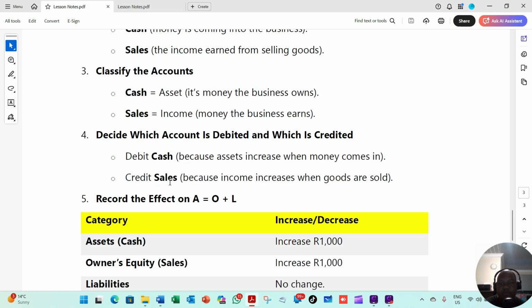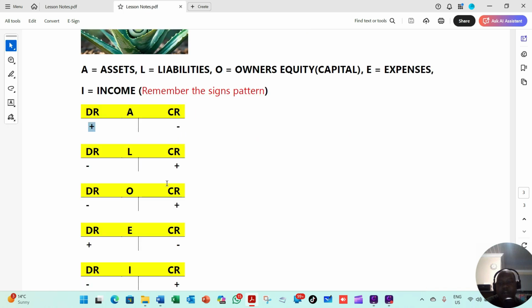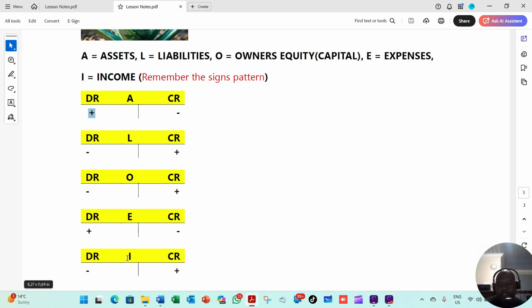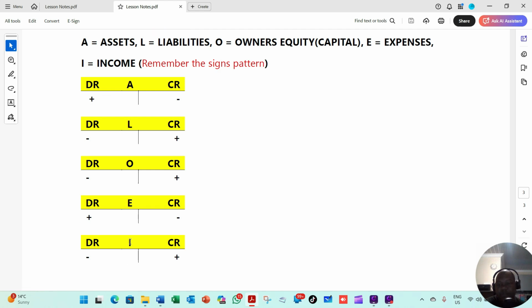And then you ask yourself, what about sales? Oh, sales is also increasing. More sales. For example, if we started the day with a sales figure of 1,000 and then we sell more goods, by the end of the day we have 2,000, then sales have increased. And what type of account is the sales account? It's an income account, and income accounts increase on the credit side. So we're going to credit this account.